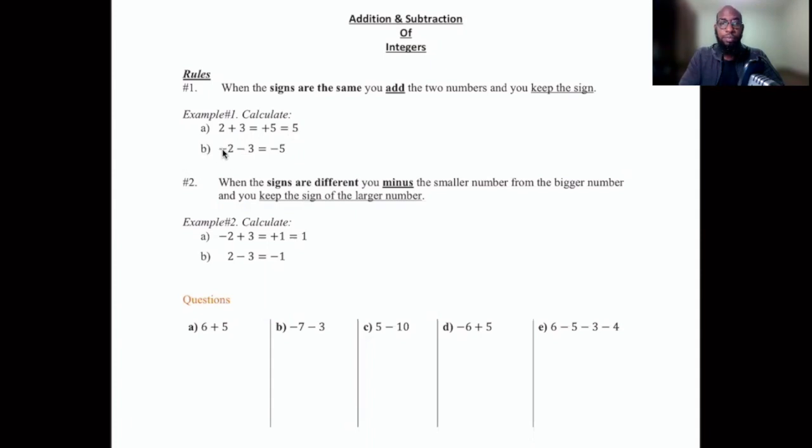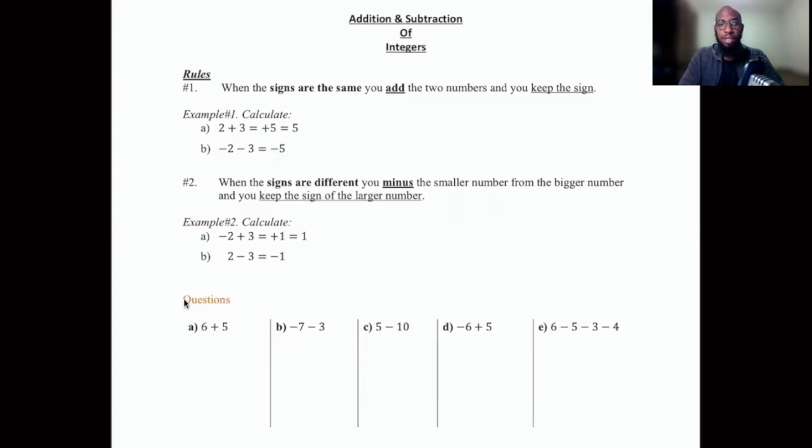Part B, negative 2 minus 3. So the sign in front of 2 is a minus. The sign in front of 3 is a minus. So the signs are the same. When the signs are the same, add the two numbers and you keep the sign. So 2 plus 3 is 5, and the sign we are keeping is negative. So the answer is negative 5. Now, if the answer is a negative number, you have to put the negative sign or the minus sign. All right, if the answer is positive 5, you can simply write 5. But negative 5, you have to write the negative sign. Negative 5 is equal to negative 5.